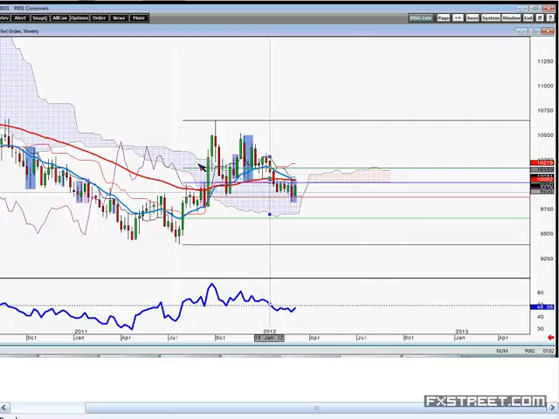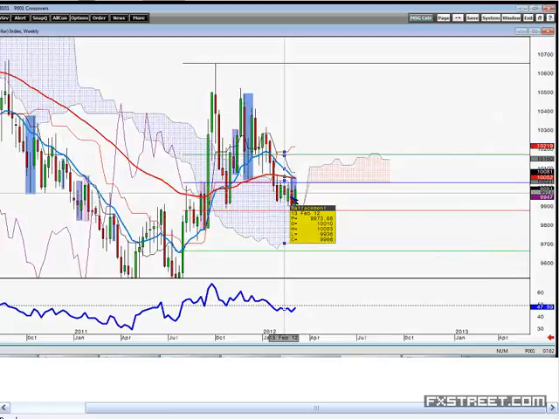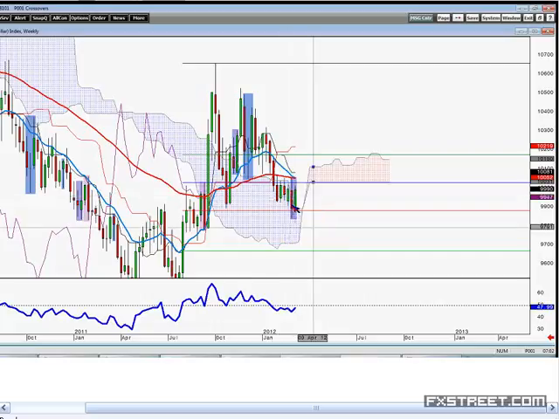This looks very slopey and corrective, and at the moment it's failing to break and close below 61.8%. We had a bearish candle last week, a bearish engulfing candle, which obviously gave it a bias to the downside. But as I was saying previously, you really want to be seeing these at tops and bottoms, not in the middle of a trend.